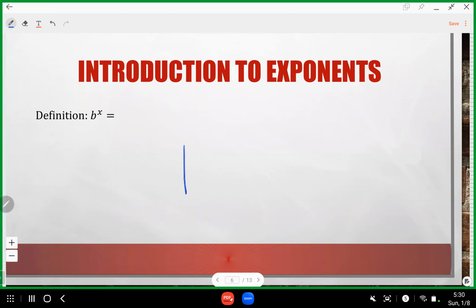So let me just make this really large real quick. So b to the x, let's just look at this real quick. So the b, the big number here, is called the base, right? The big number is called the base. So you can do a lot of things with that, and it's very important later on. Okay, so that's the big number.